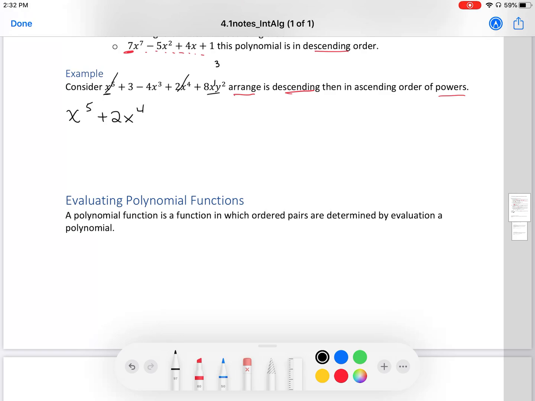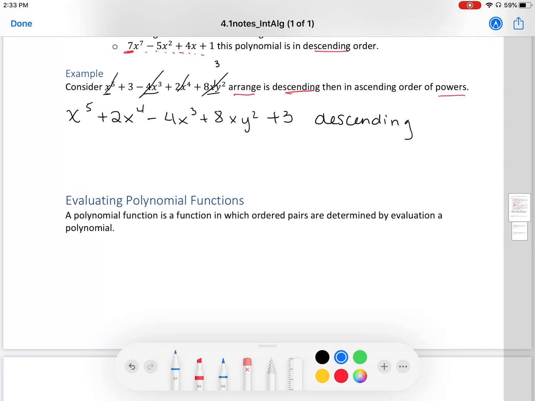Then we have these two competing for the next place. Which one's right? Well, pick whichever one you like. They're both of the same power, so it's okay. So we have minus 4x cubed plus 8xy squared. And lastly, we're left with the plus 3. So this is in descending order.